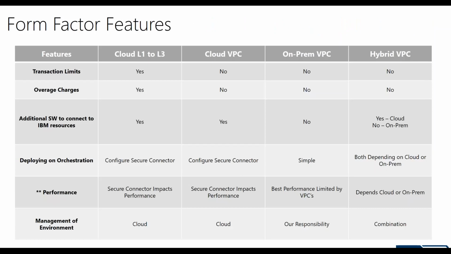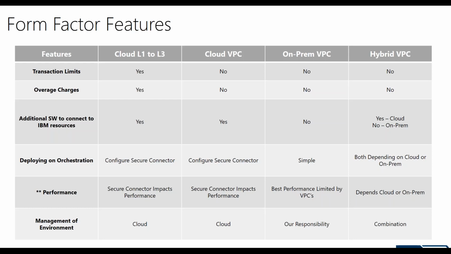And the form factor features. If you see, there are 4 different form factors. The first 2 are the cloud, and the third one is the on-premise virtual private cloud, which is the hypervisor edition, and the hybrid is a combination of both cloud and on-prem. With respect to the transaction limits, the cloud L1 to L3 are the offerings which are basically used for web services integrations, and so it does come with quite a lot of transaction limits.